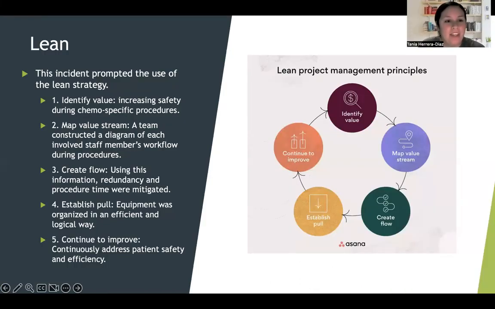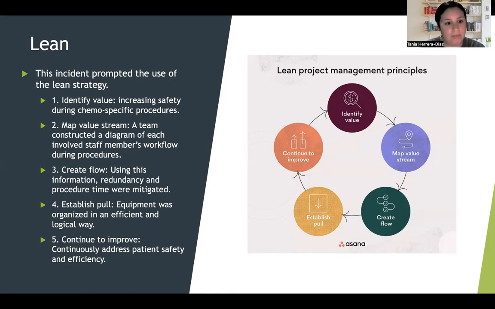Well, the system or the principle that they used was lean, and lean is identified with 5 different principles. The first one being identifying the value. So for this particular issue, coming up with a solution would increase patient safety during chemo-specific procedures. And as you'll see in later slides, it also cut down on procedural times.